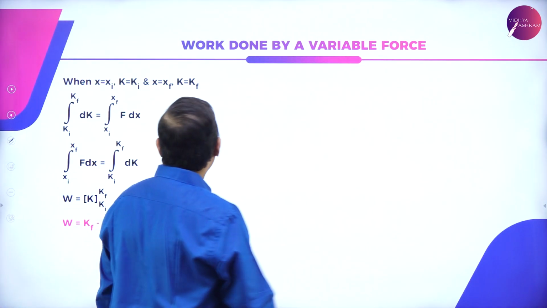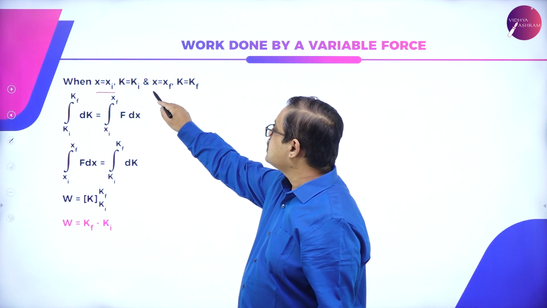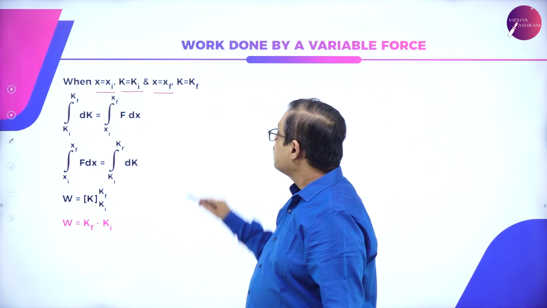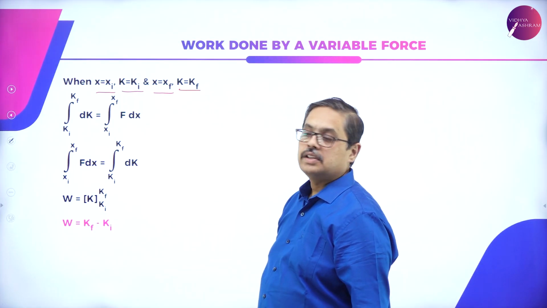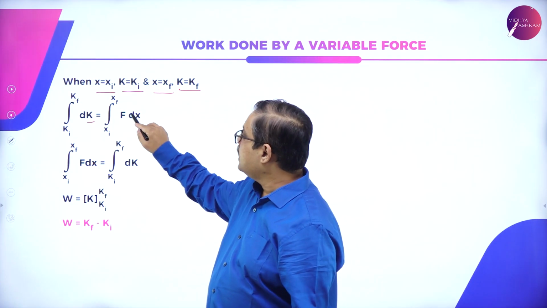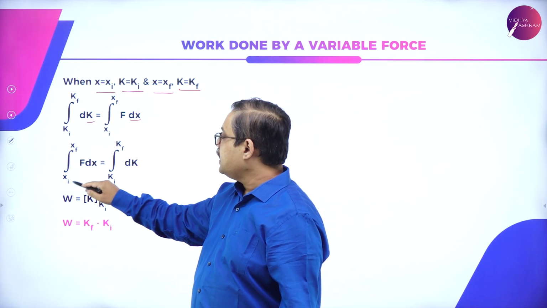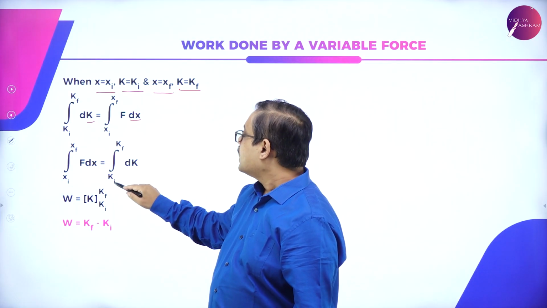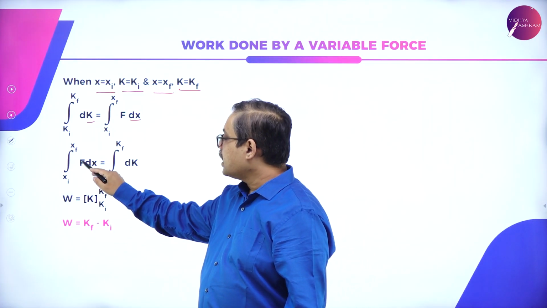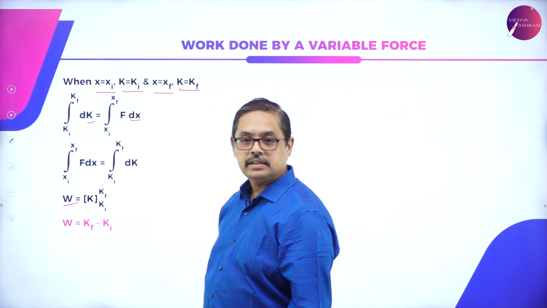What do I have? I know that initial position is xi, final position is xf. Initial energy is Ki, final energy is Kf. So integrating energy from Ki to Kf and integrating the position from xi to xf, what do I have? Integral of F dx from xi to xf equals the integral of dK from Ki to Kf. So I have work done. F into dx is force into displacement. When I integrate, I get work done.